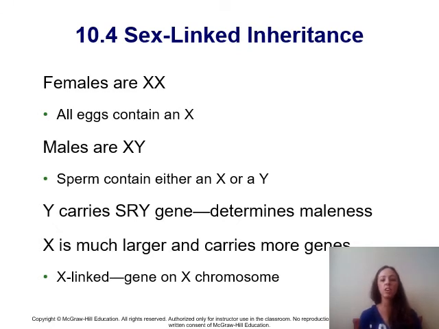When a gene is found on the X chromosome, this is called an X-linked gene. If it is found on the Y chromosome, then it is called a Y-linked gene. It is the SRY gene on the Y chromosome that gives males their primary and secondary sex characteristics. And so this would be an example of a Y-linked gene.